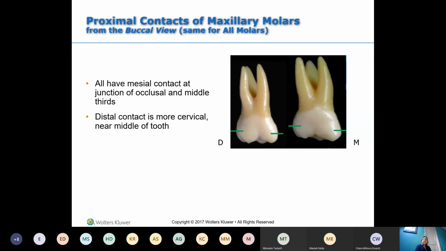All have mesial contacts at the junction of the occlusal and middle thirds. So if you were to divide this crown into three parts, right here at the junction between the occlusal and the middle is where the mesial contact is. And the distal contact is more cervical. So in other words, on a maxillary tooth, it's closer to the gum line on the distal.